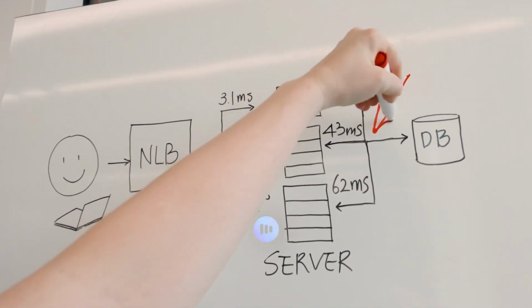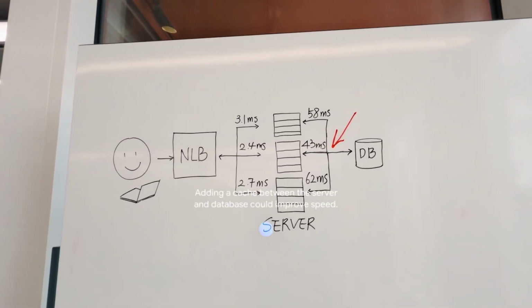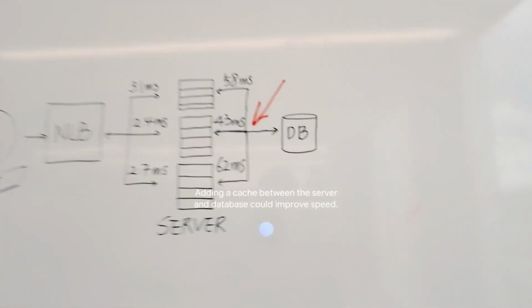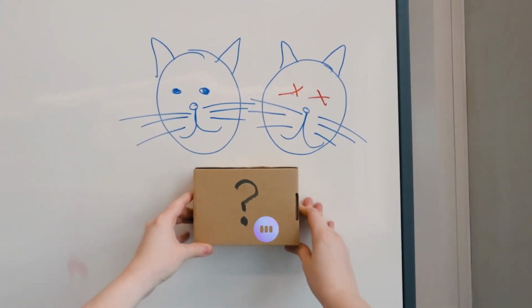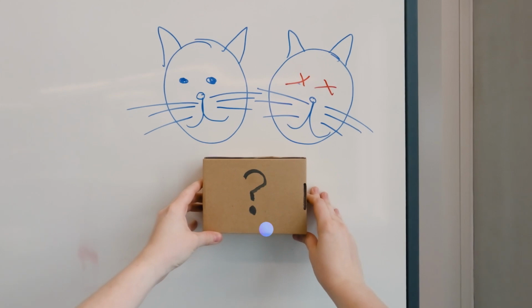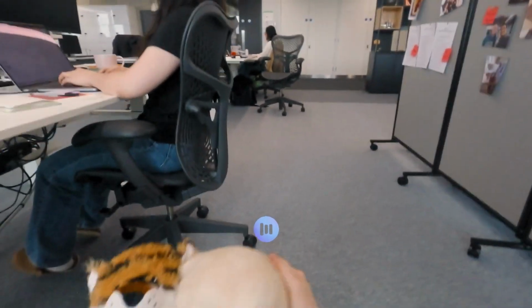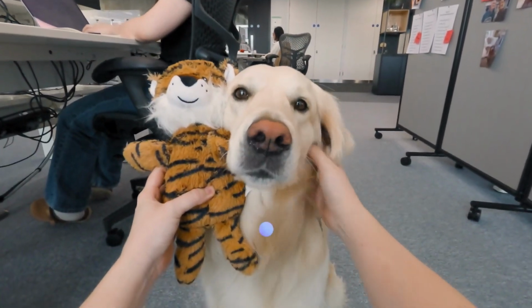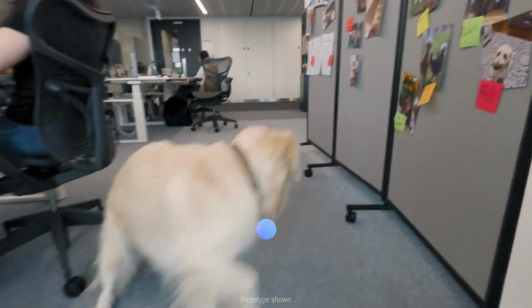What can I add here to make this system faster? Adding a cache between the server and database could improve speed. What does this remind you of? Schrodinger's cat. All right, give me a band name for this duo. Golden Stripes. Nice. Thanks, Gemini.